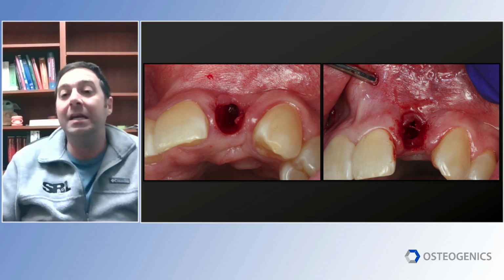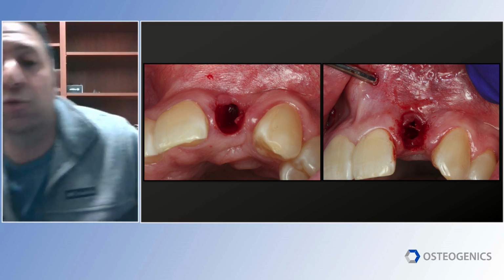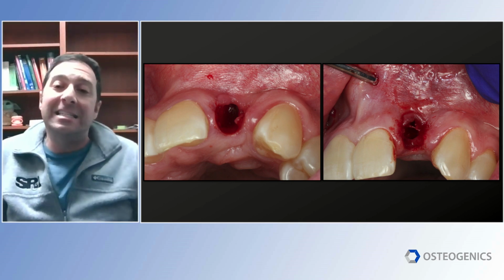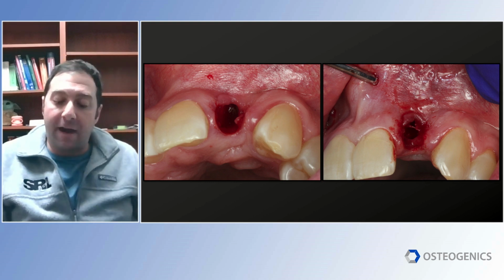But in this situation, I didn't want to touch the papilla. I didn't want to do any sort of flap. And I was really, really worried about tearing the gingival margin. So I created space for my membrane through a vestibular access incision.